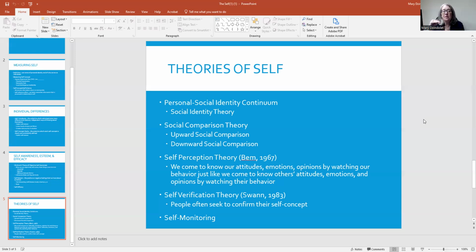But self-perception theory says, I don't care what it feels like. This is what's really going on: we don't have much access to our attitudes, emotions, and opinions, not as much as we think we do. And we look at our behavior to know what we're feeling and what we think about things. Okay. Now, obviously, there's some support for this theory, or I wouldn't be teaching it to you, but it may surprise you how applicable it is.